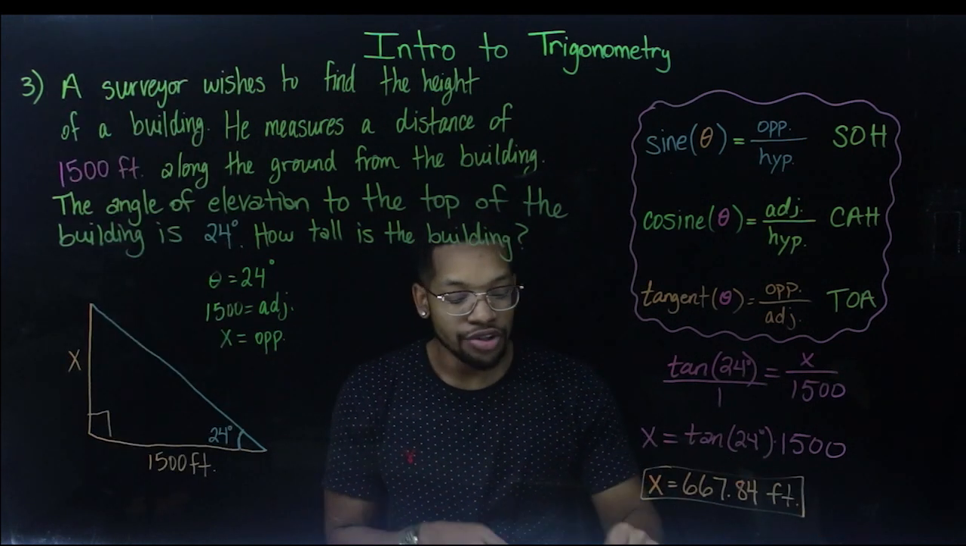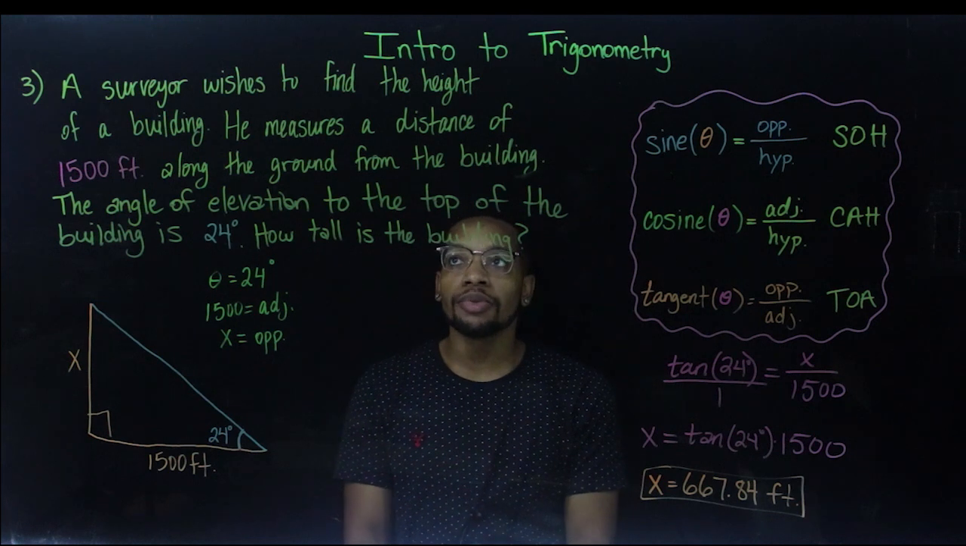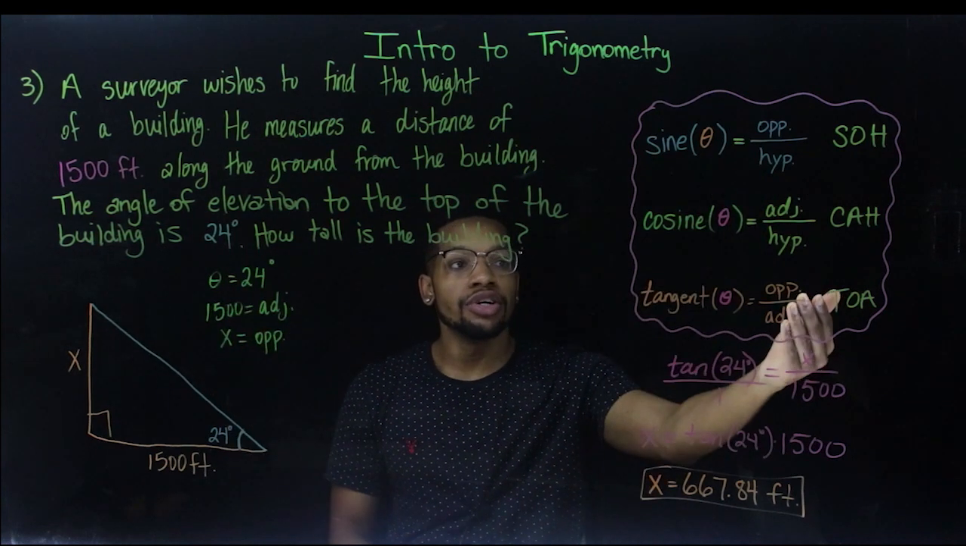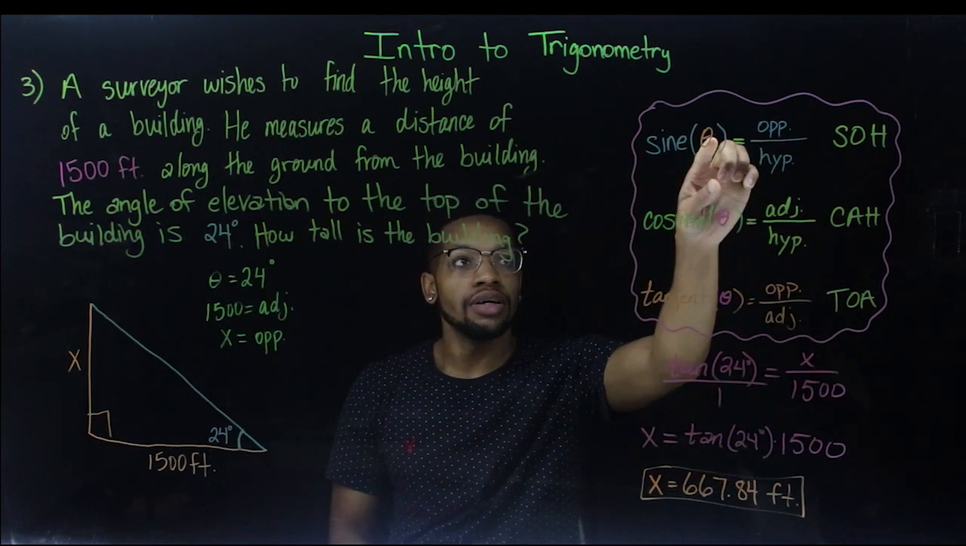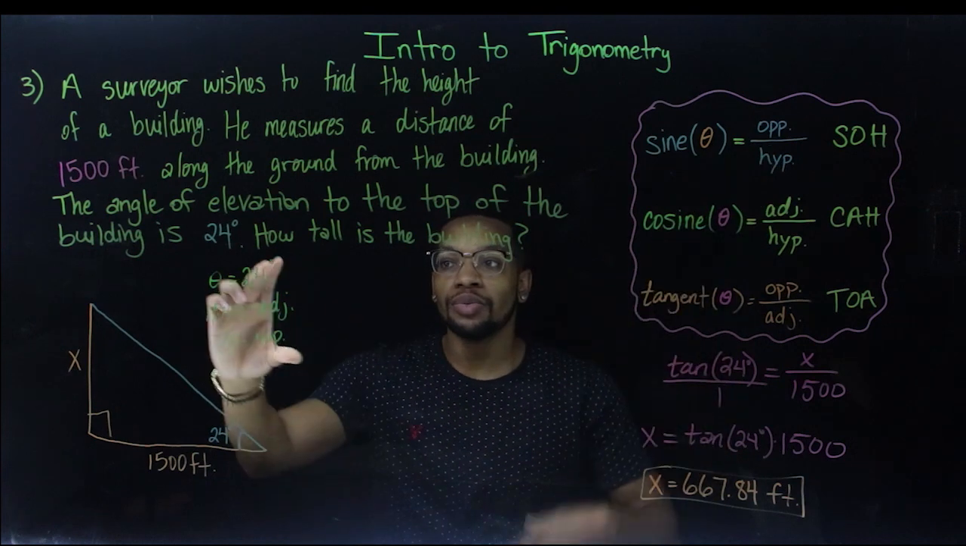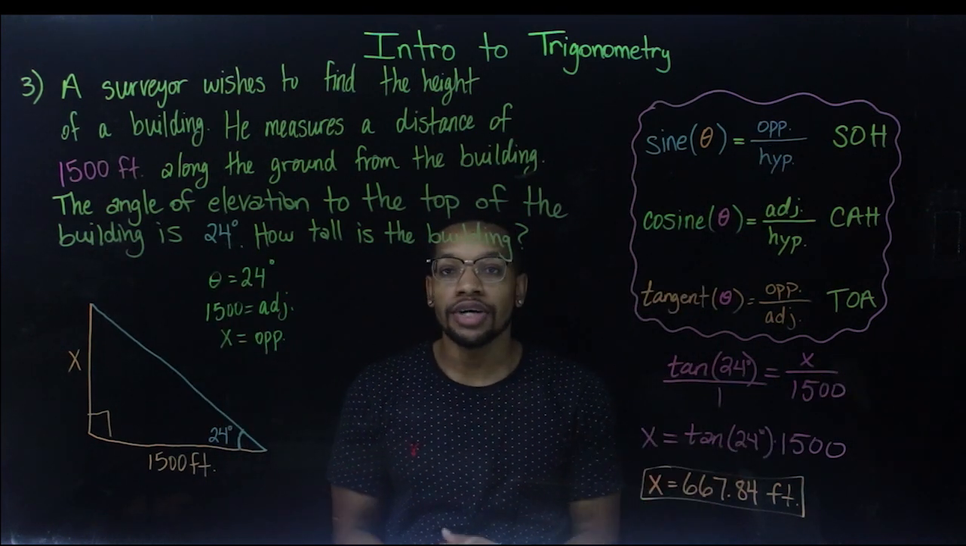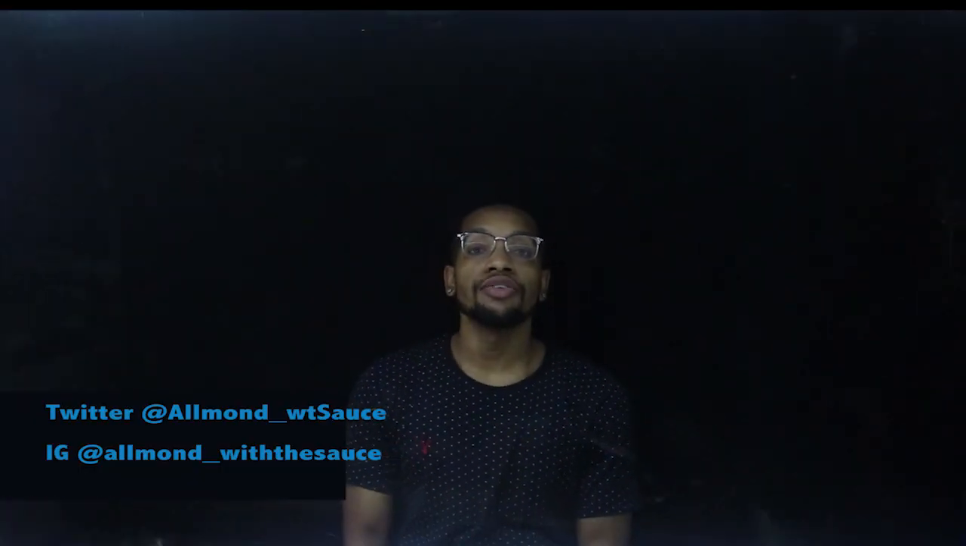So I encourage you to go online and look up some other problems. It's basically going to be the same 3 steps every time. Come up with this, figure out which function you're going to use, and then just replace the theta and the 2 sides with your pieces of information, cross multiply and solve every single time. And that's it.